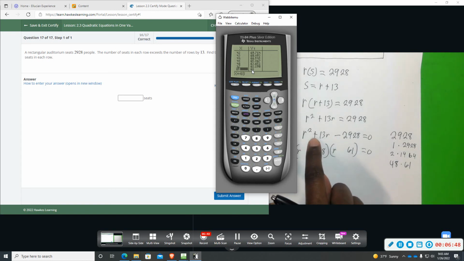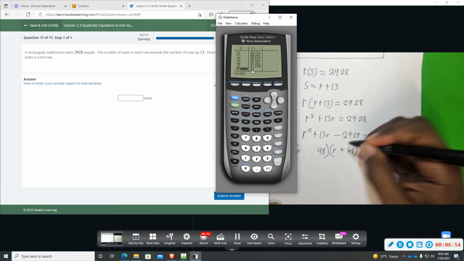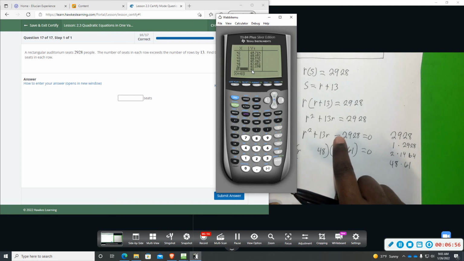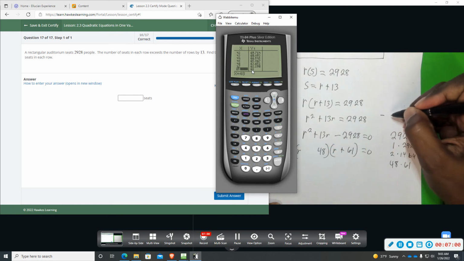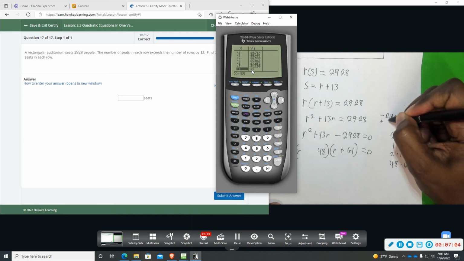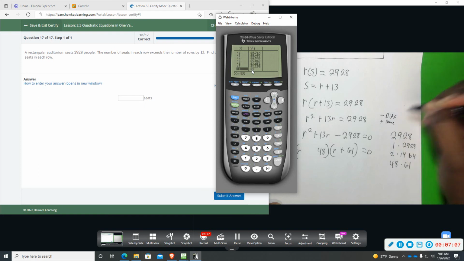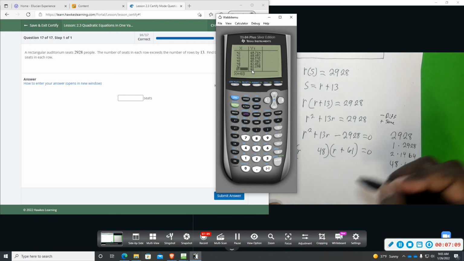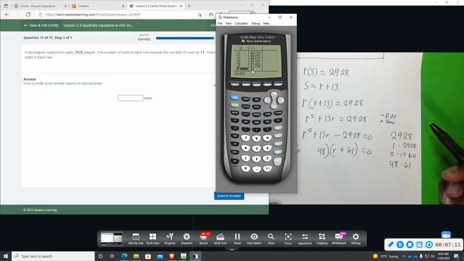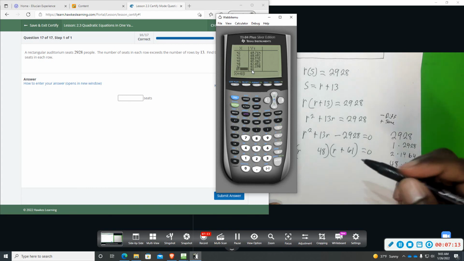So the first sign is your bigger number. Out of 48 and 61, 61 is bigger, so it's going to get a positive. That's the first sign. The second sign tells you if they're the same or different. Negative means different, and positive means same. Now, if you know another way to factor, you can do that. If you don't like this, you can also do the quadratic formula. That will work as well.